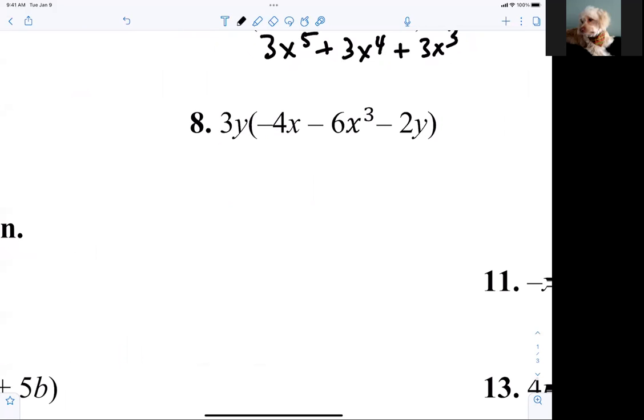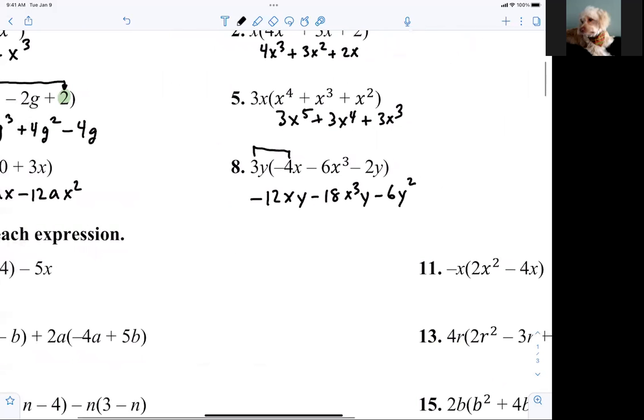6x. Are we on number 8? Oh, yeah, sorry. Negative 12xy, good. Minus 18x cubed y, good. Minus 6y squared. We are awesome. All right. Good work, everybody.